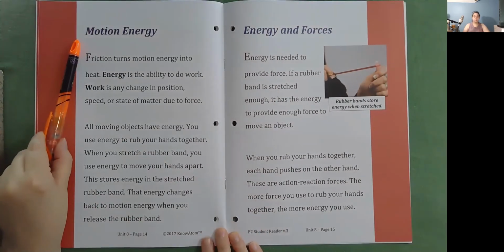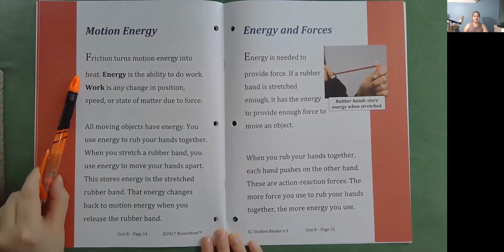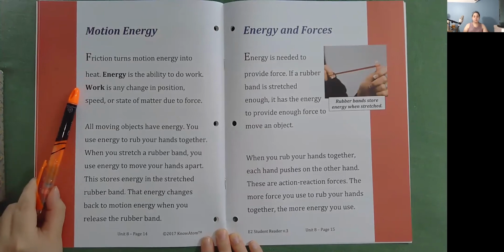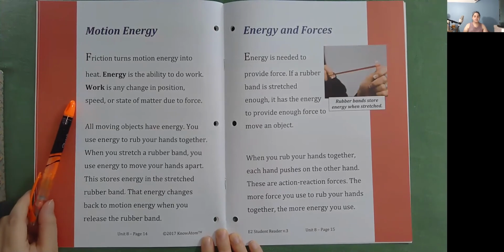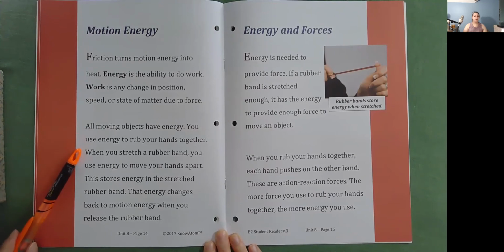Motion energy. Friction turns motion energy into heat. Energy is the ability to do work. Work is any change in position, speed, or state of matter due to force. All moving objects have energy. You use energy to rub your hands together. When you stretch a rubber band, you use energy to move your hands apart. This stores energy in the stretched rubber band. That energy changes back to motion energy when you release the rubber band.